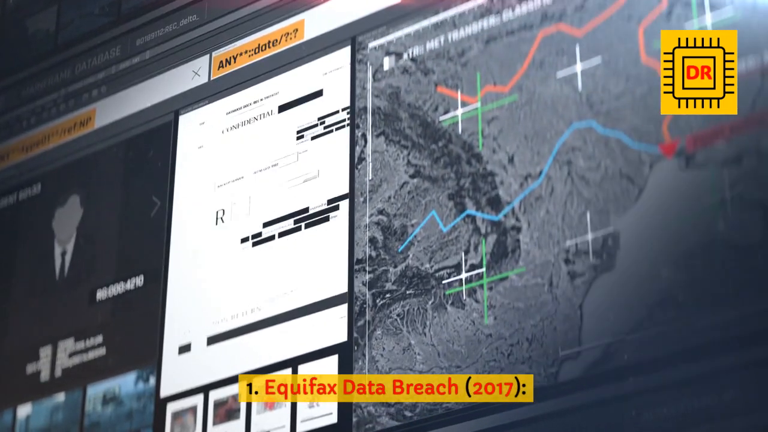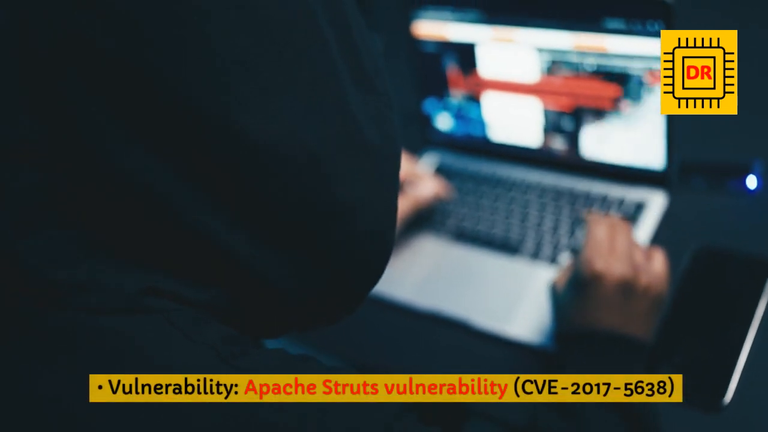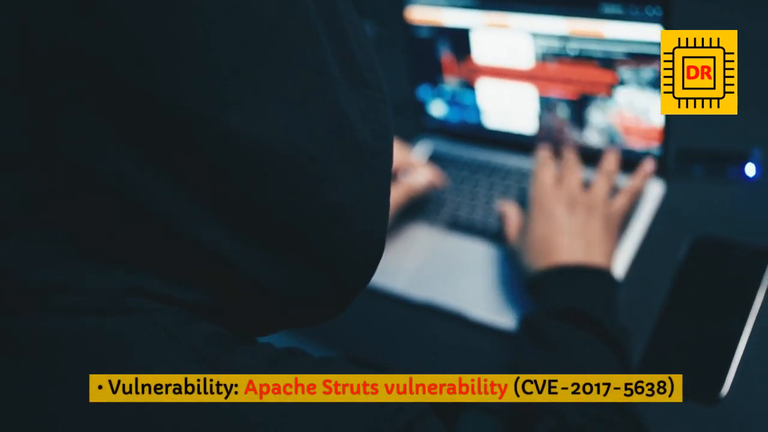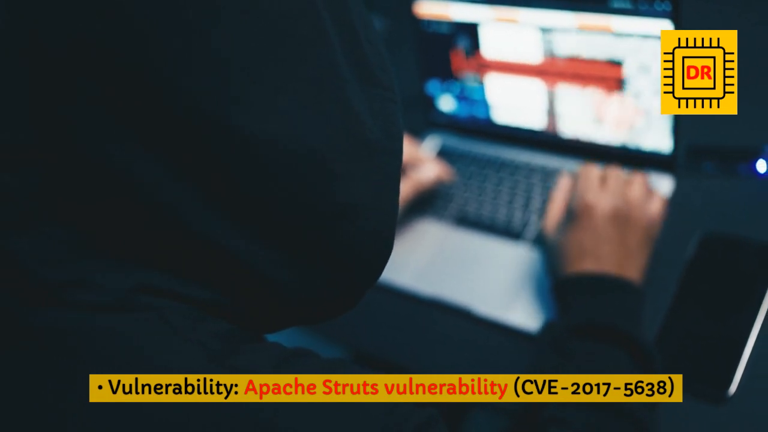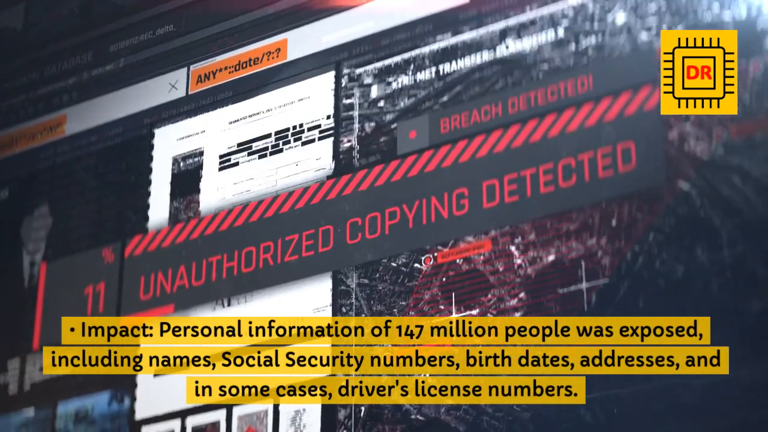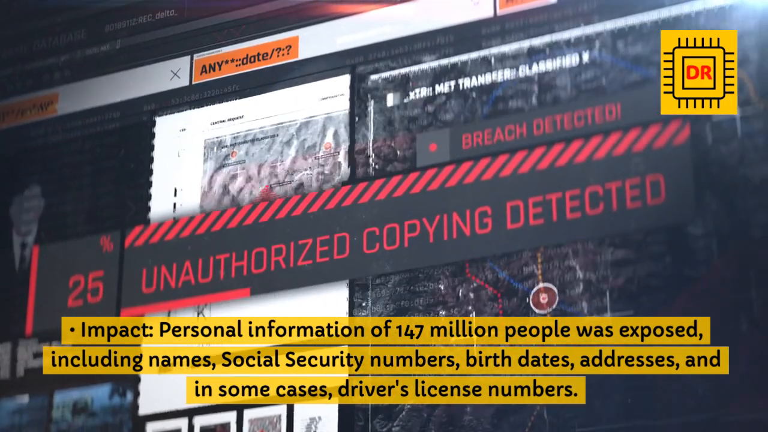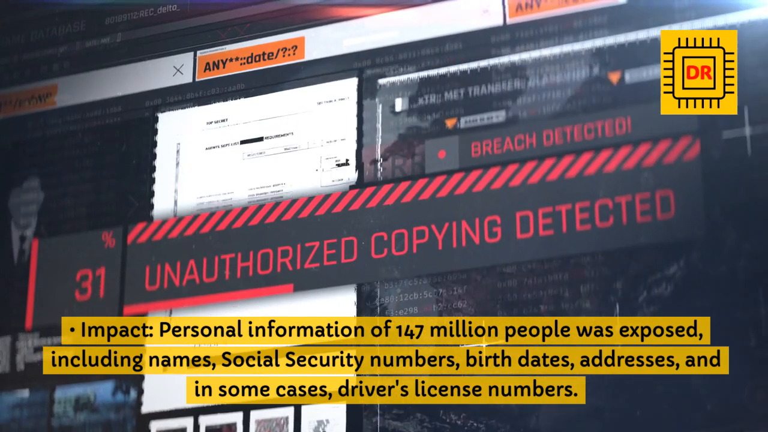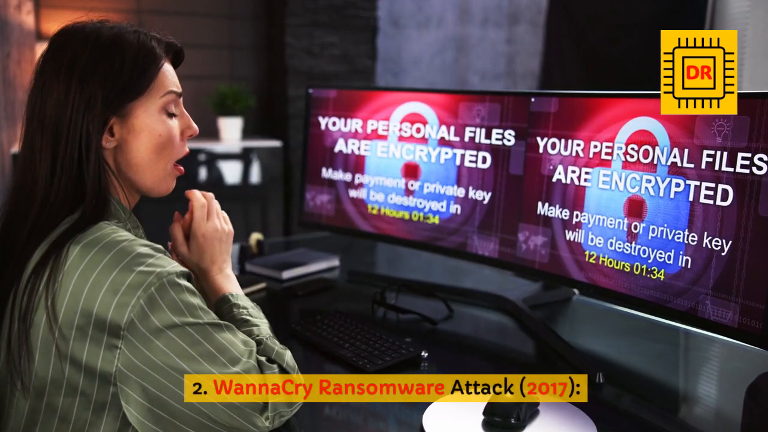1. Equifax data breach, 2017. Vulnerability: Apache Struts vulnerability, CVE-2017-5638. Impact: Personal information of 147 million people was exposed, including names, social security numbers, birth dates, addresses, and in some cases, driver's license numbers.